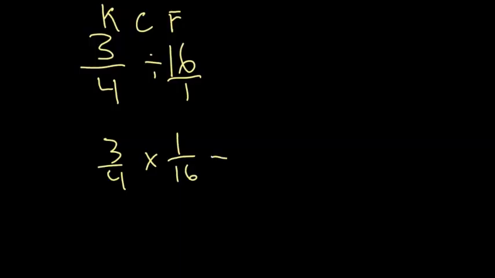There's nothing I can reduce here. So 1 times 3 is 3. 4 times 16 is 64. If you don't just know that, then just work it out. And there's nothing to reduce, so our final answer is 3 over 64.